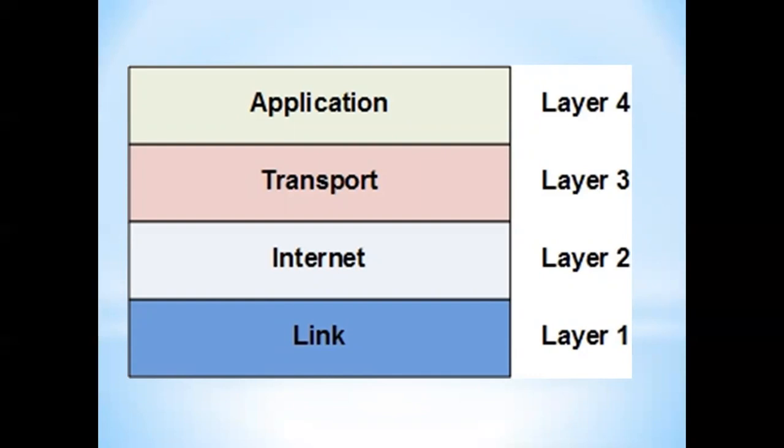So first we compare the TCP/IP model with the OSI layers. OSI has 7 layers. The first layer of OSI and the second layer of OSI, that is the physical layer and data link layer, are combined to form the host to network layer, that is your layer 1, the link layer. Third of the OSI model is the network layer, that is your internet layer in the TCP/IP.